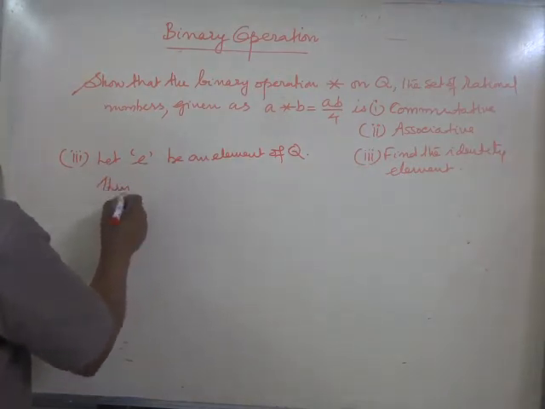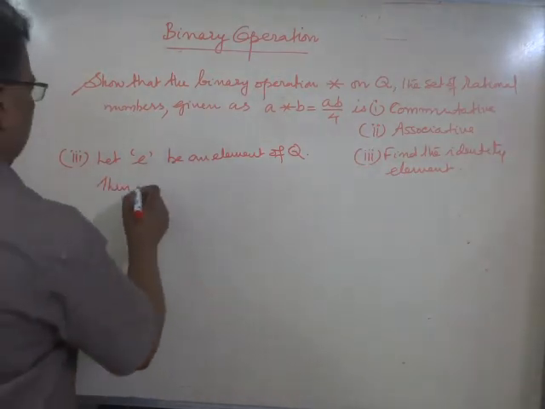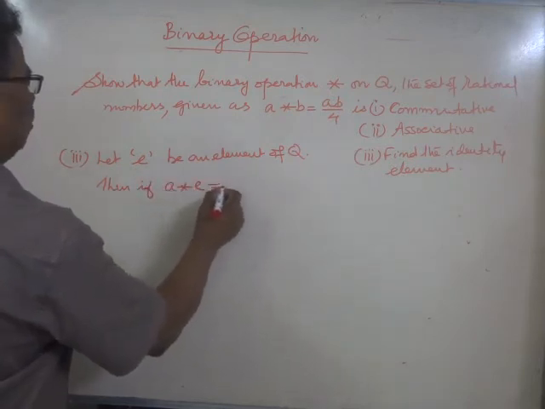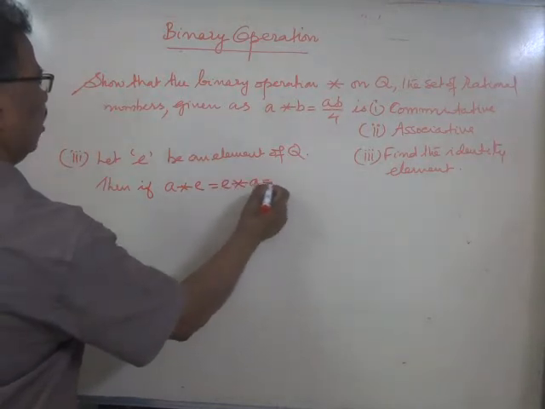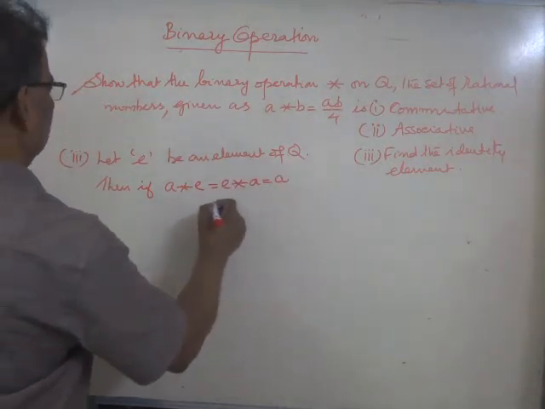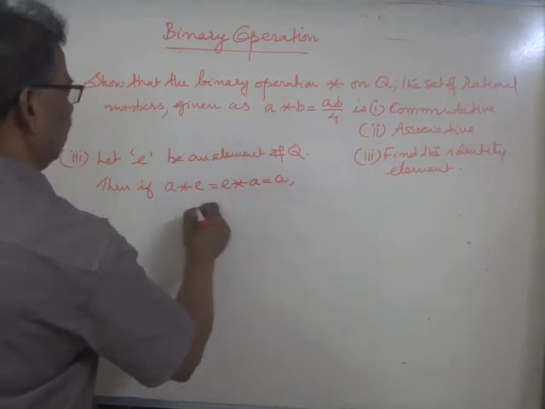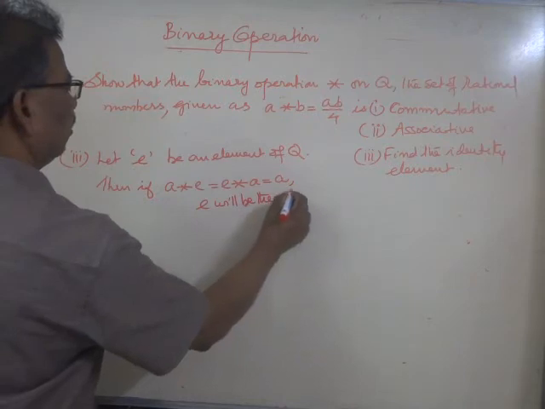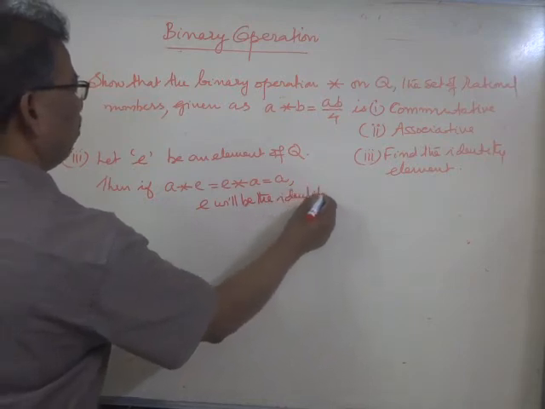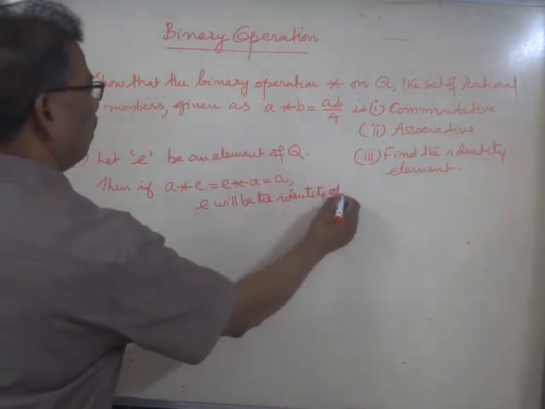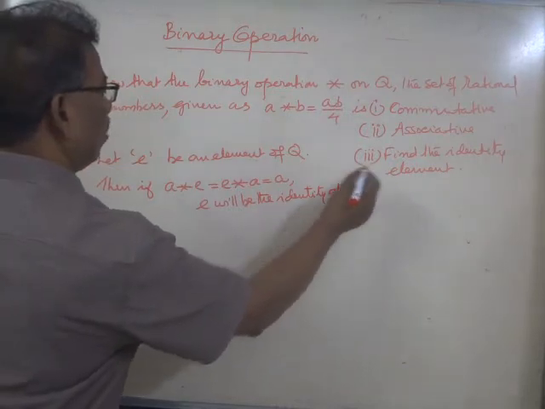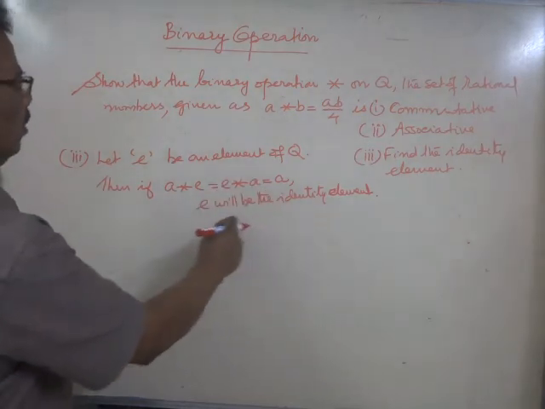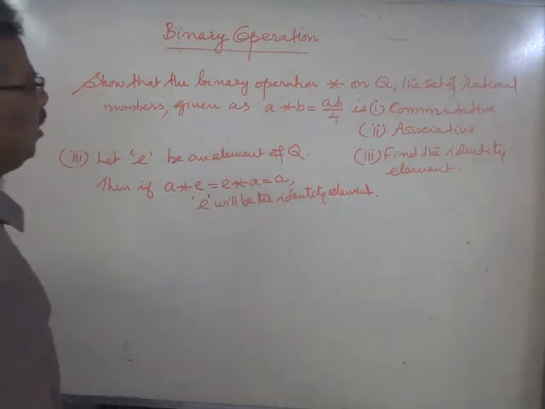then if A star E equals E star A equals A, E will be the identity element. If A star E is equal to E star A is equal to A itself, E will be the identity element.